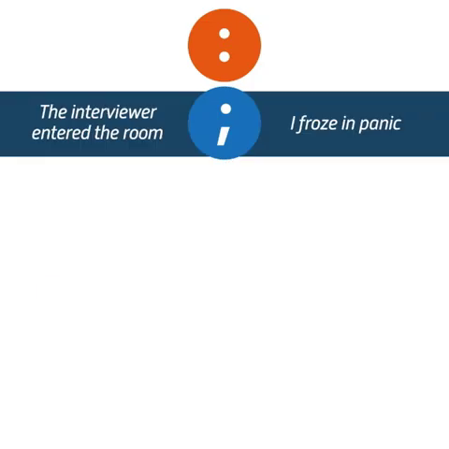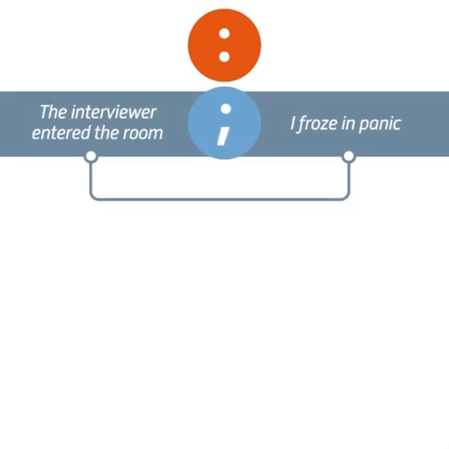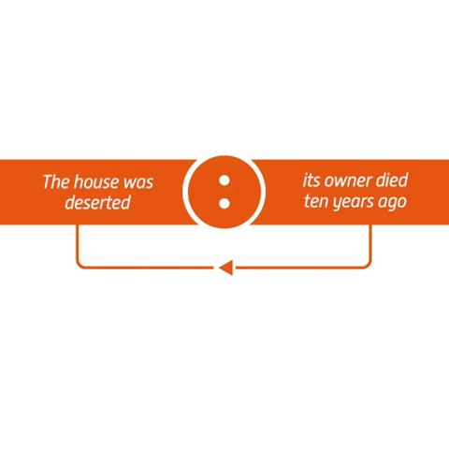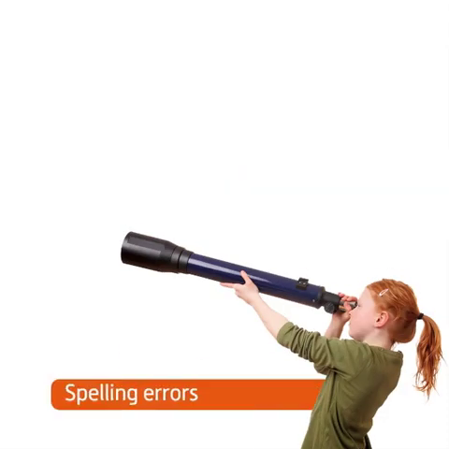Another example would be, the interviewer entered the room; I froze in panic. In this case, freezing in panic is clearly linked to the interviewer entering the room. If the second part of a sentence explains the first, you can use a colon. For example, if you say, the house was deserted: its owner died 10 years ago, you are using a colon properly. Always be on the lookout for spelling errors.